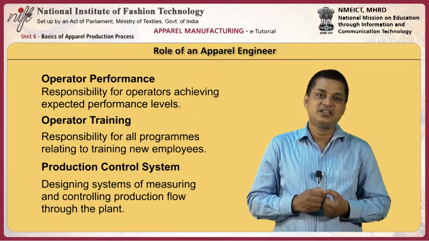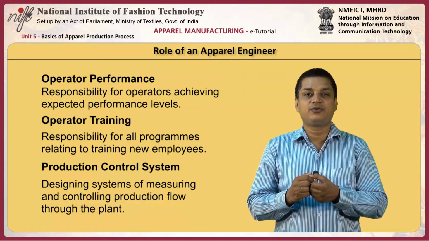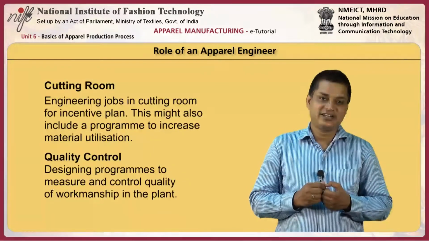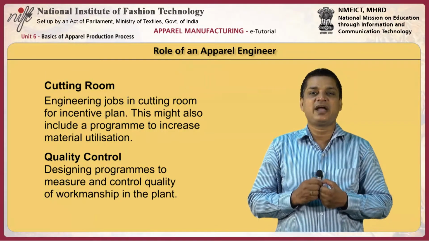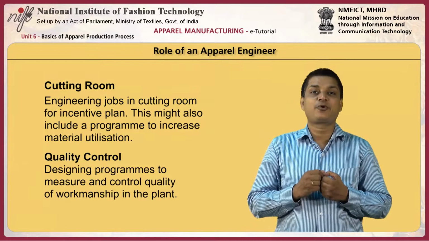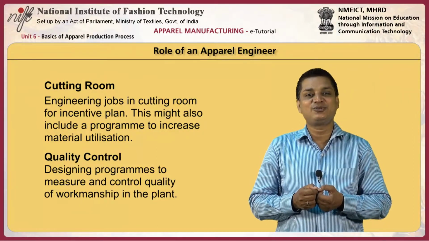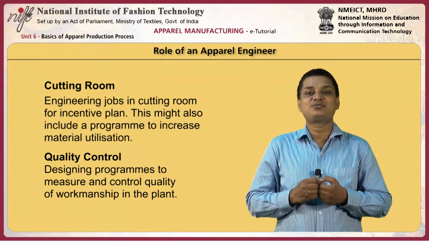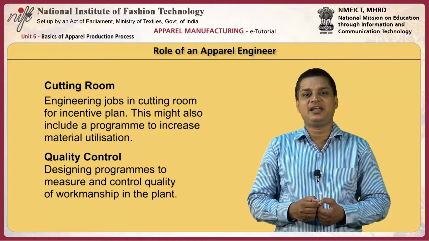Production control system. Designing systems for measuring and controlling production flow through the plant. Cutting room. Engineering job in the cutting room for incentive plan. This might also include a program to increase material utilization. Quality control. Designing programs to measure and control quality of workmanship in the plant.